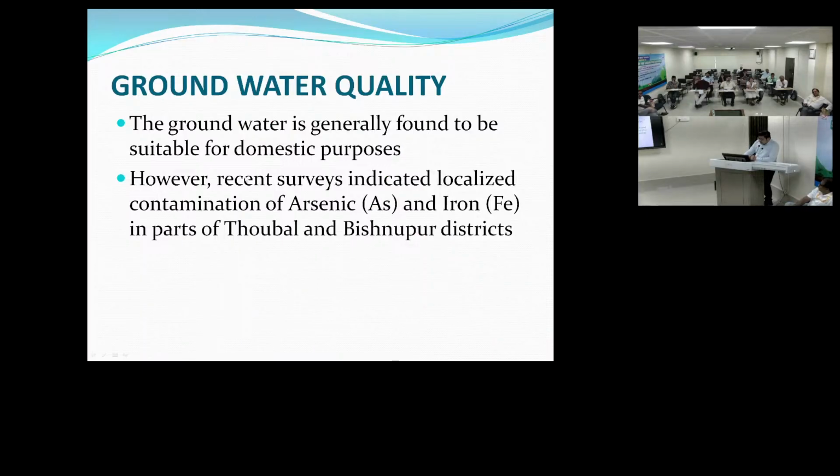So if you come to groundwater quality, a recent survey indicates localized contamination there, arsenic and iron in parts of Thoubal and Bishnupur districts.